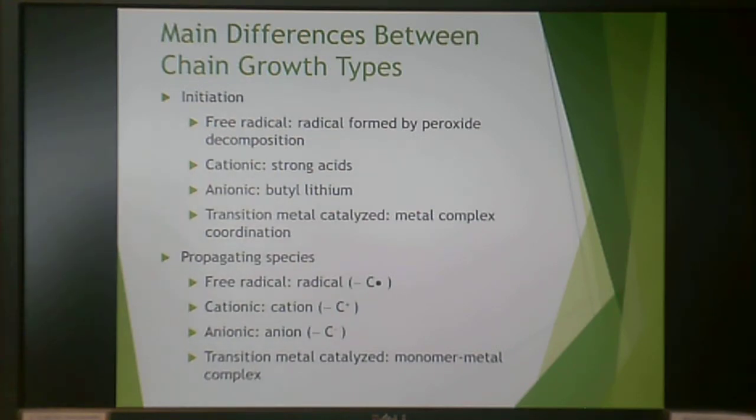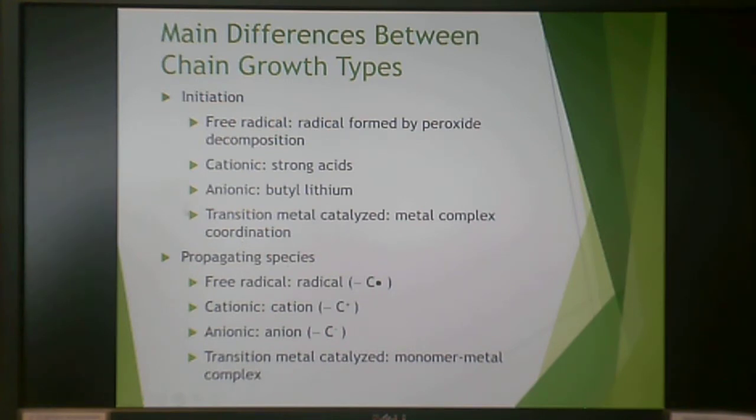So there are main differences between these types. Initiation: in free radical, you form a radical by a peroxide decomposition. In a cationic polymerization, you have a strong acid. In anionic polymerization, you most often use butyllithium. And in transition metal polymerization, you have a metal complex coordination.